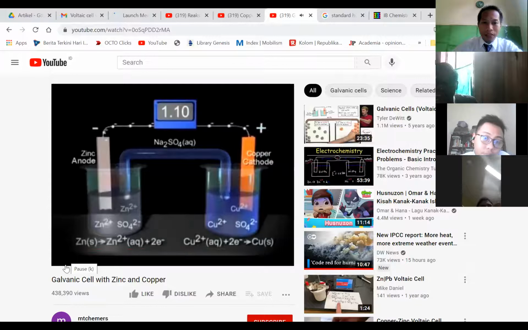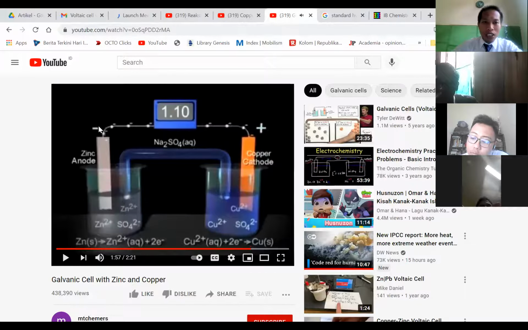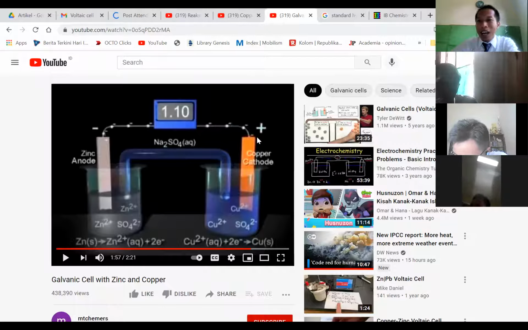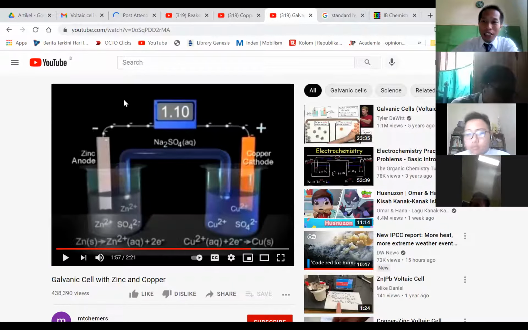To maintain electrical neutrality. Okay, this is important. Anode is the negative pole. Cathode is the positive pole. So you have to remember this. Anode oxidation, cathode reduction. Anode negative, cathode positive in Voltaic cell. Sometimes it is abbreviated in Bahasa Indonesia. They say it kapan. Kapan means cathode positive, anode negative. In Voltaic cell, we can abbreviate it like that. Cathode positive, anode negative. You have to remember this.